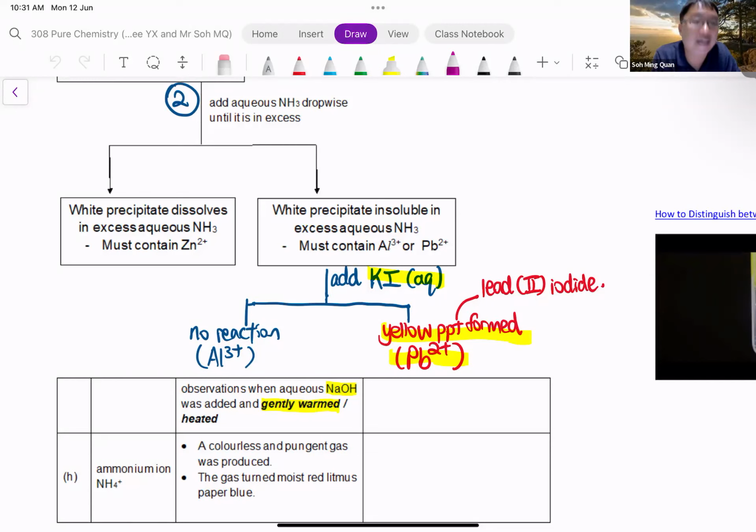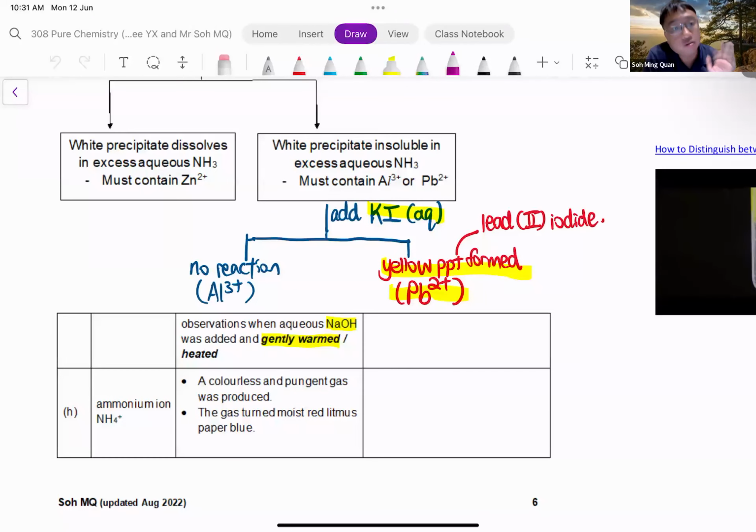However, it can be in the theory exam. It can be in the planning question of practical still. So long as you don't have to actually touch it, carry out an experiment with lead-2, it's fine. Okay? And finally, the last cation that you need to know is ammonium.